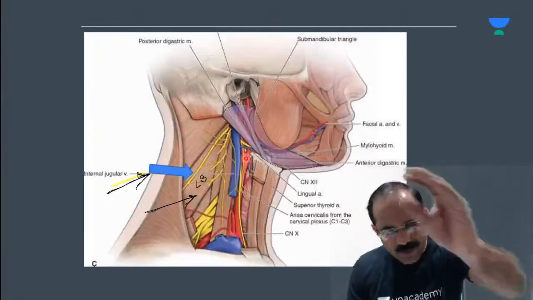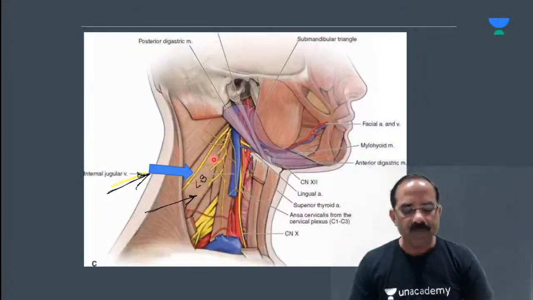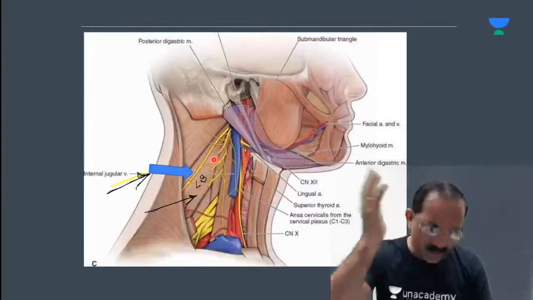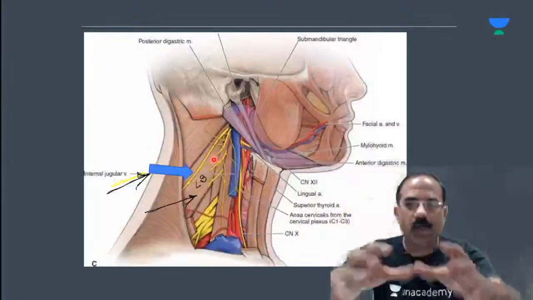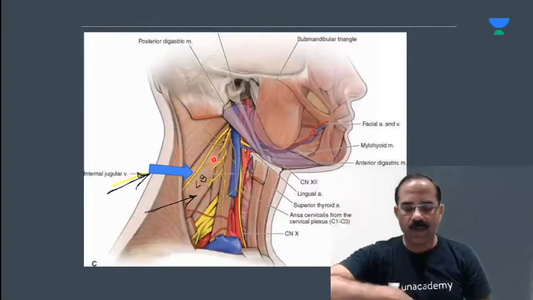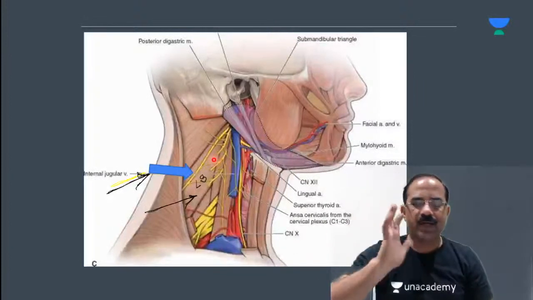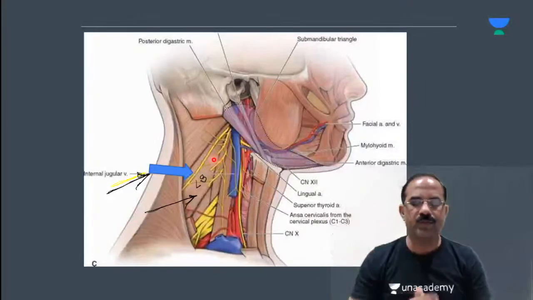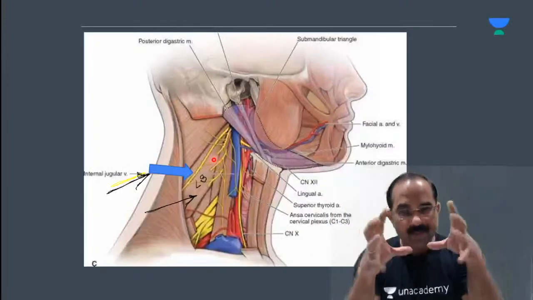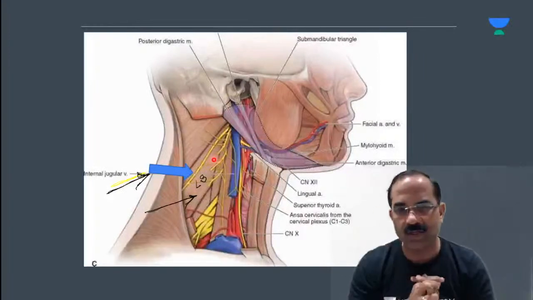A very, very important content of the posterior triangle is the spinal accessory nerve. And this nerve is very superficial. It lies on the levator scapulae. And why is this so important? Because in the posterior triangle of the neck, we get a large number of lymph nodes. And these lymph nodes become matted in tuberculosis.